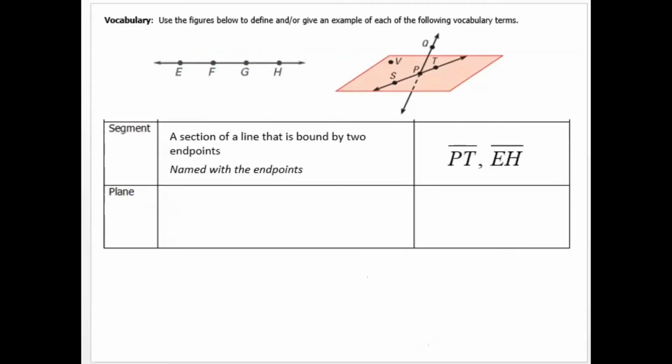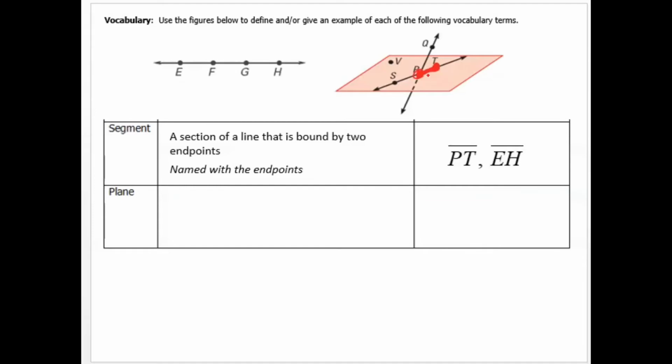All right, so the next one is going to be segment. So a segment is just a piece of a line. So that piece doesn't go on forever in either direction. For example, segment PT would start at P, and it would end at T, and it would only contain the piece of the line that's in between points P and T. So it's not going to go past P or past T.